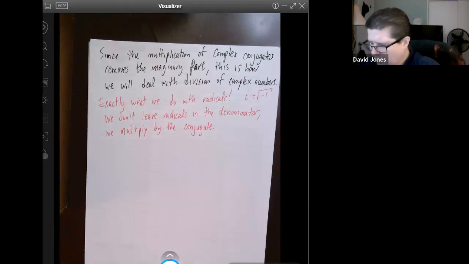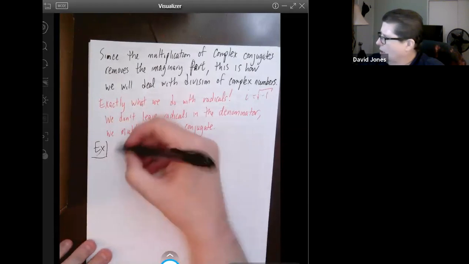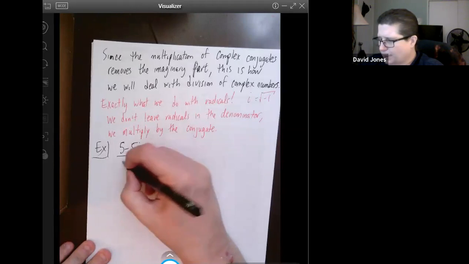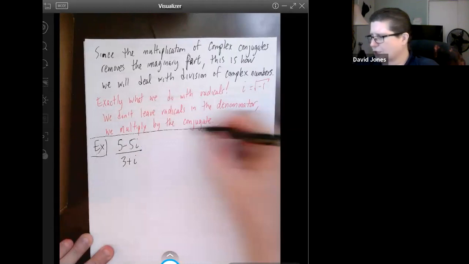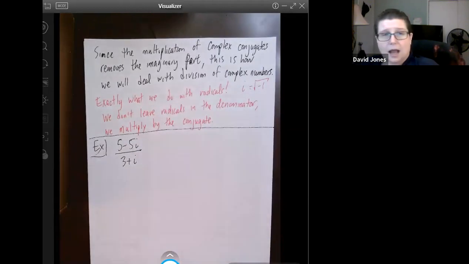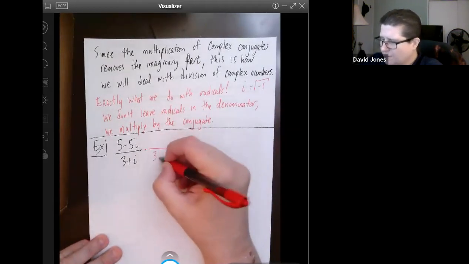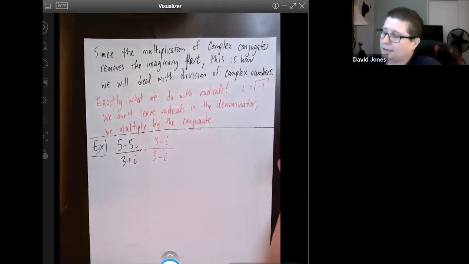So let's just take a look at an example. I'm going to start off with 5 minus 5i, and we're going to divide that by 3 plus i. Okay, that's where our example starts. I've got a complex number on the bottom. Since I do, I'm going to want to multiply by the conjugate of the bottom on top and bottom. The conjugate of the bottom, we just change the plus sign to a minus sign. So 3 minus i and 3 minus i.